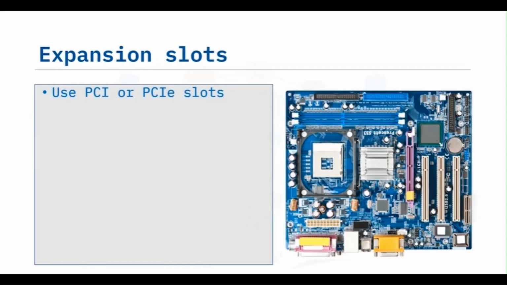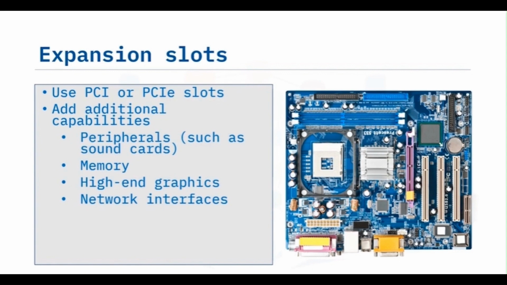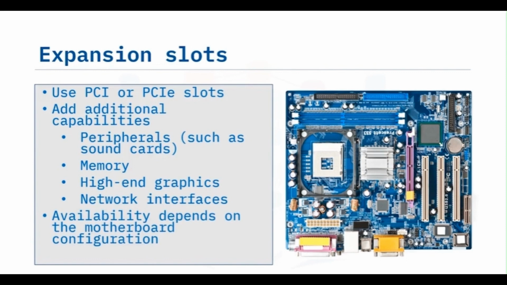Older machines used the original Peripheral Component Interconnect, or PCI, expansion slots. Newer motherboards use the PCI Express, known as PCIe. These slots hold expansion cards designed to provide additional features to a computer, such as enhanced sound, memory, high-end graphics, and network interfaces which can be wired or wireless. The computer's motherboard determines which additional capabilities are available based on the additional slots.